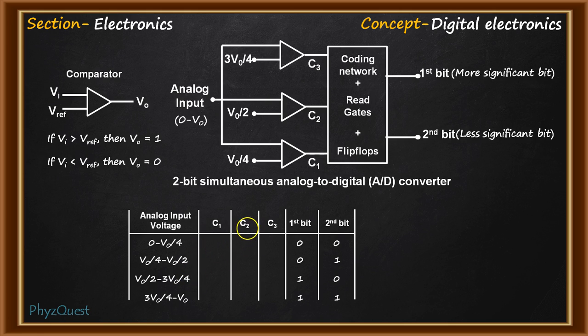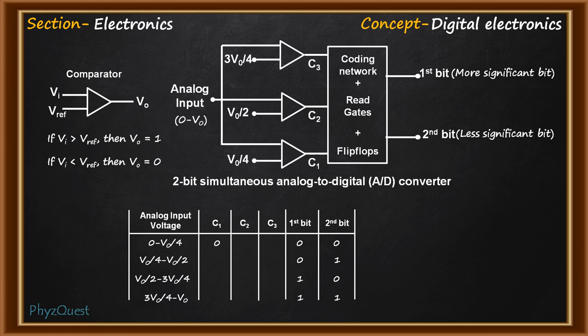Now suppose we consider the first comparator, C1. When the input voltage range is between 0 and V0 by 4, the voltage is less than the reference voltage of this first comparator, which is V0 by 4. So we can say that the output C1 for this part of the voltage will be 0, because the comparator will be in the off state.